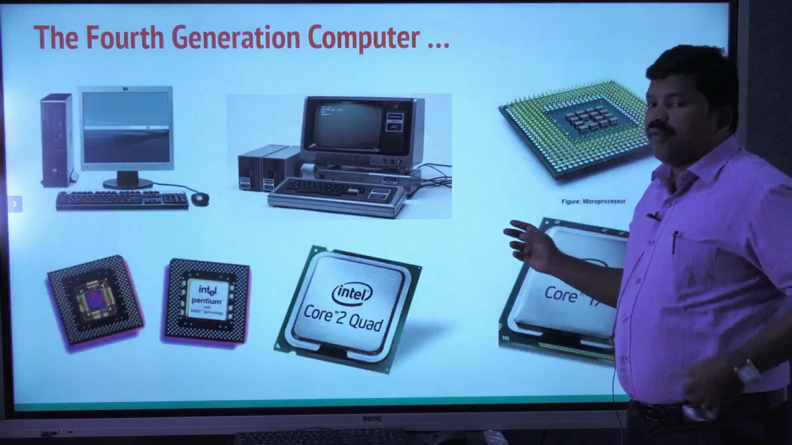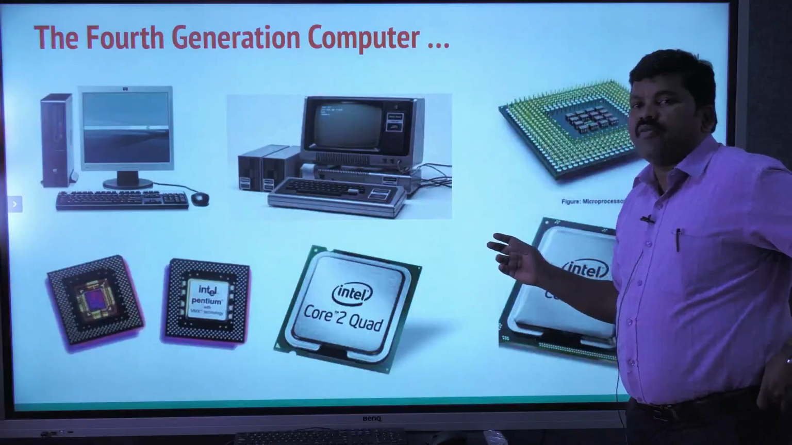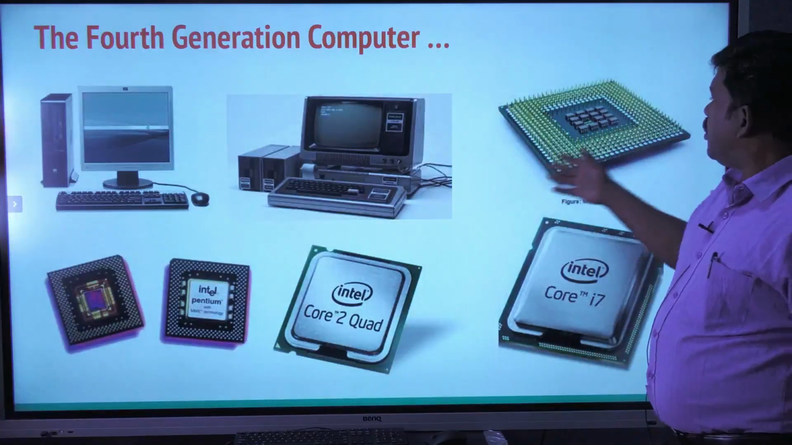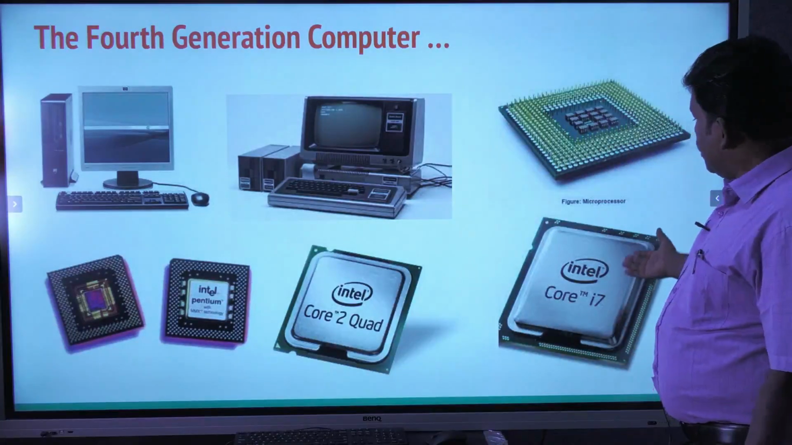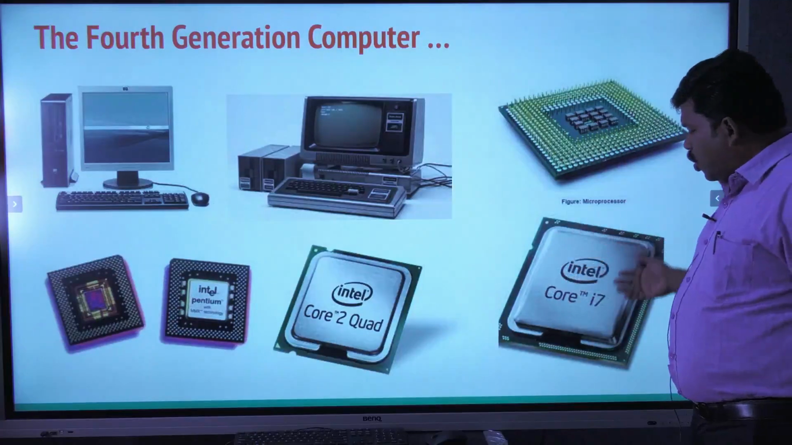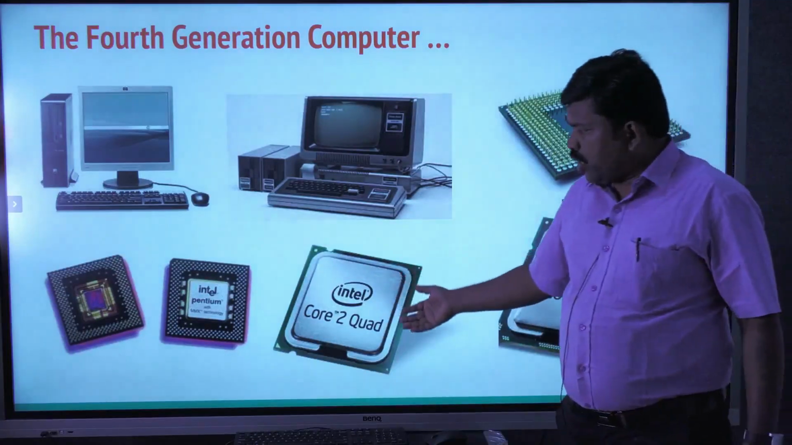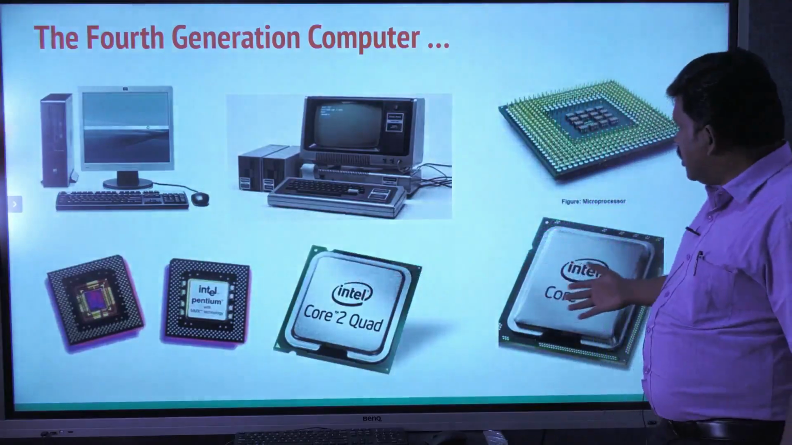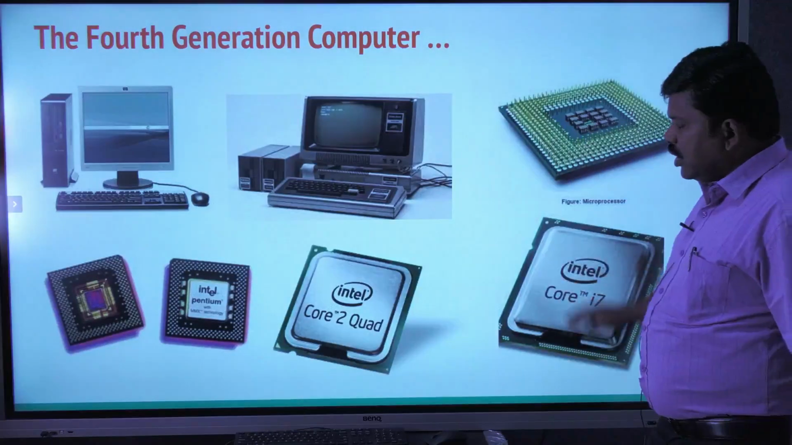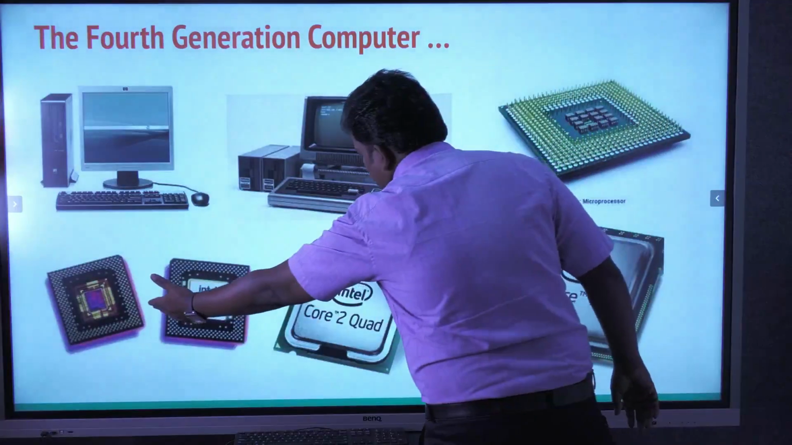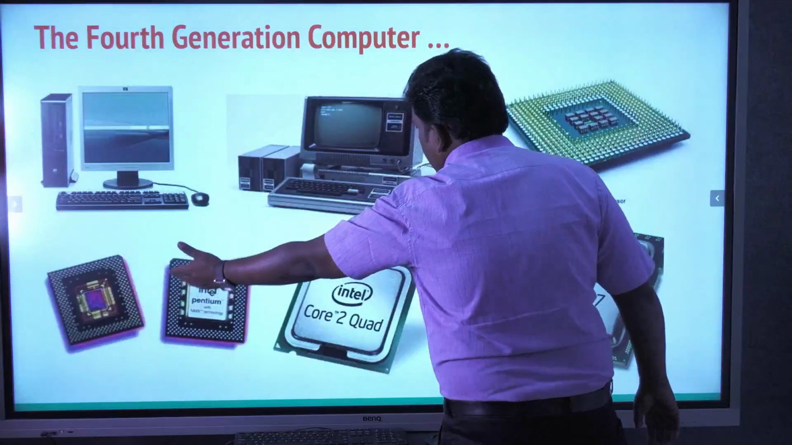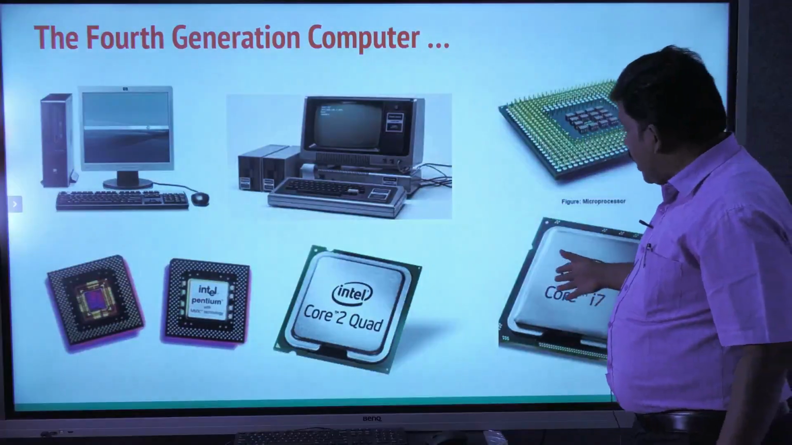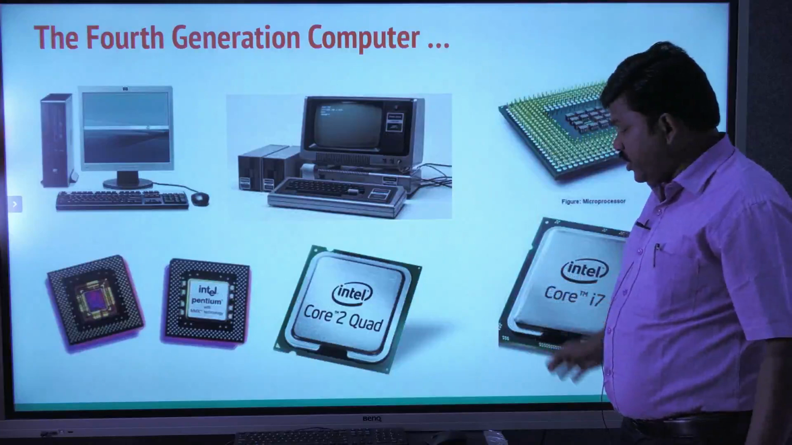So I can show you some of the computers which are 4th generation computers. These are all examples of 4th generation computers. These are the Intel processors: Core i7, Core 2 Quad, Pentium processors. So these are all processor developments. This is actually the microprocessor. At an earlier level, conventional processors were used. Later came Pentium, then Core processors. Now we are using the i series of processors.